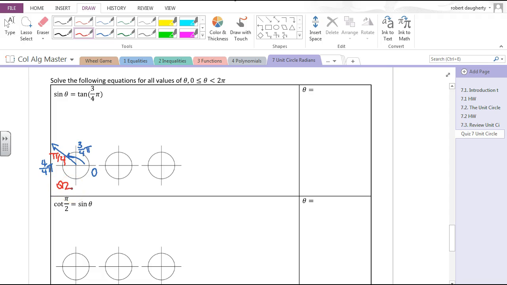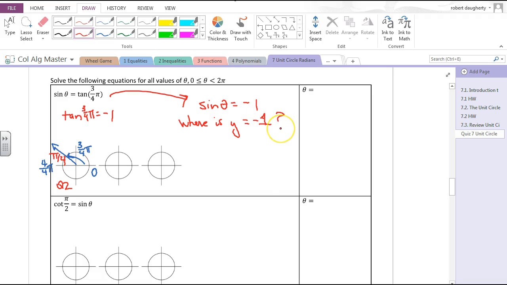Okay, so what's the tangent? Pi over 4, tangent, y over x. That's going to be 1. In quadrant 2, it's negative 1. So now I know that the tangent of 3/4 pi equals negative 1. So this problem now turns into sine of theta equals negative 1. This just becomes the question, where is y equal to negative 1?